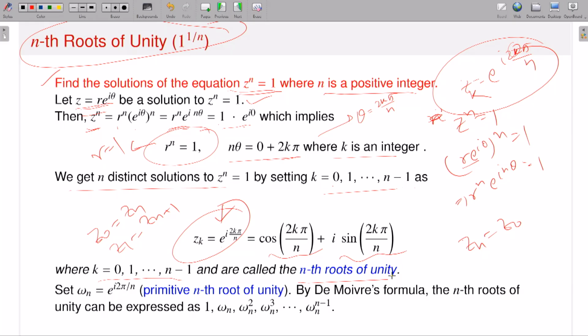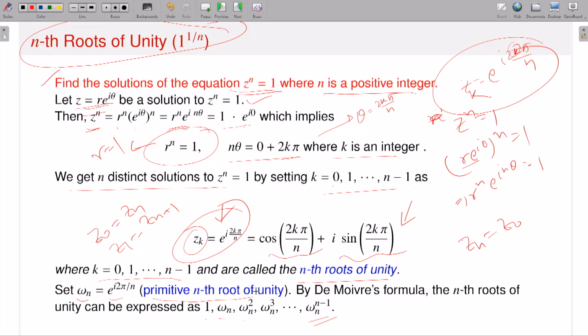Now each zk I can write in terms of the primitive root. What is primitive? I am setting omega n, which is e to the power 2 pi i by n, and then using de Moivre's formula, each zk I can write: z0 is nothing but 1, z1 is omega n, z2 is omega n square, z3 is omega n cube, and finally zn minus 1 is omega n to the power n minus 1. In this way you can write it. So therefore I have n distinct solutions of the equation z to the power n is equal to 1. These are the complete solutions.